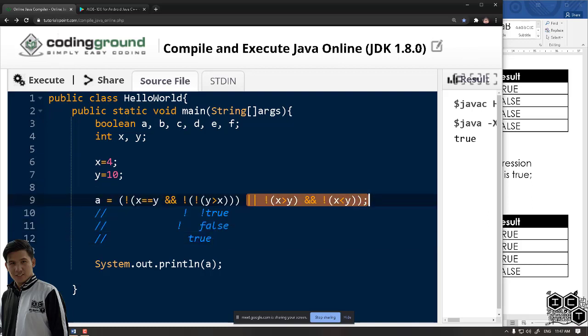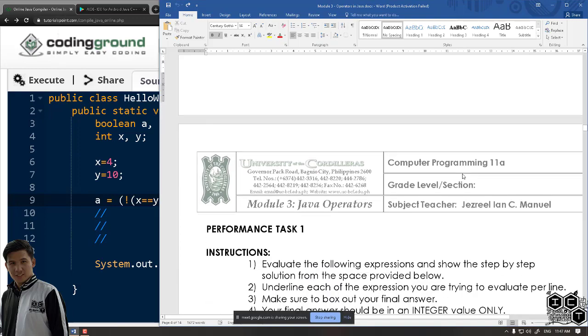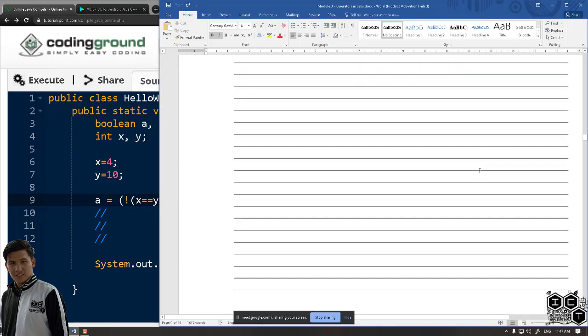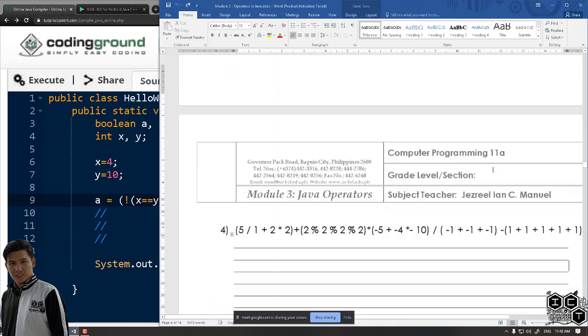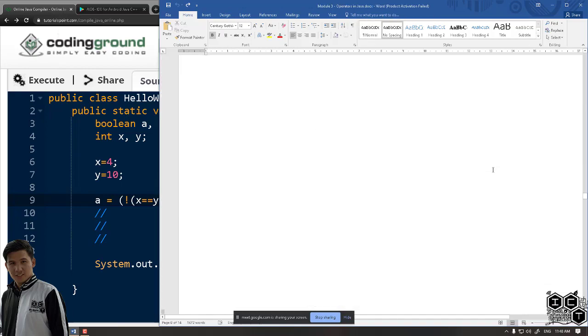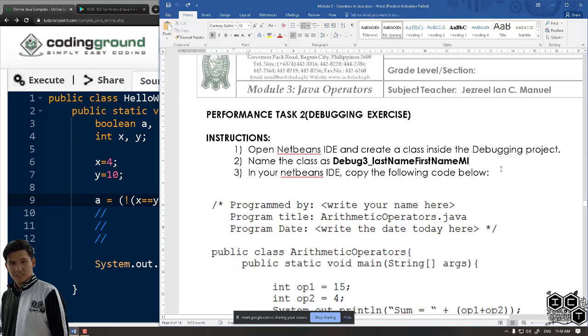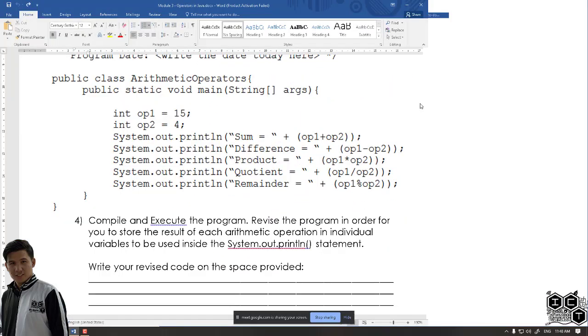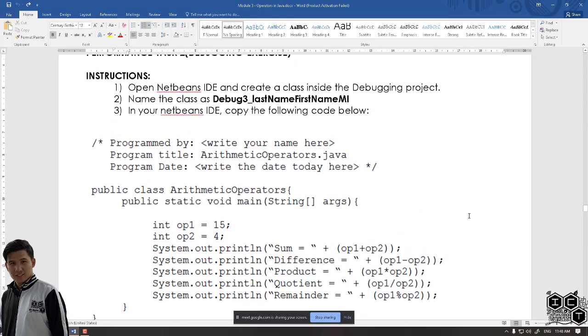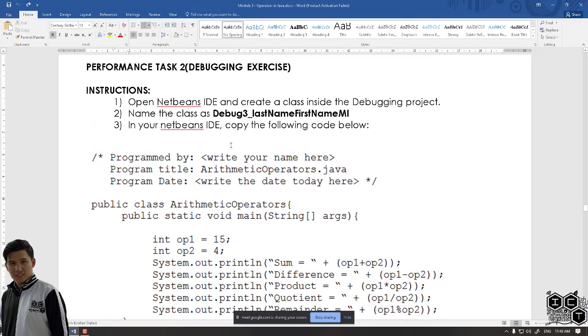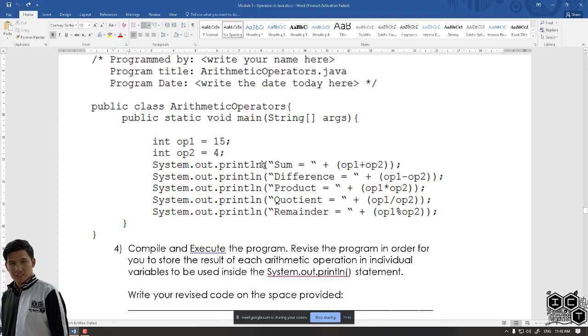Now, you will now apply the concepts of this one. Yan. Yun yung concept ng logical operators natin. So, punta tayo dito sa activity. I hope na gets natin yung kahit paano. Okay. Ito. Performance task number 2, debugging exercise.